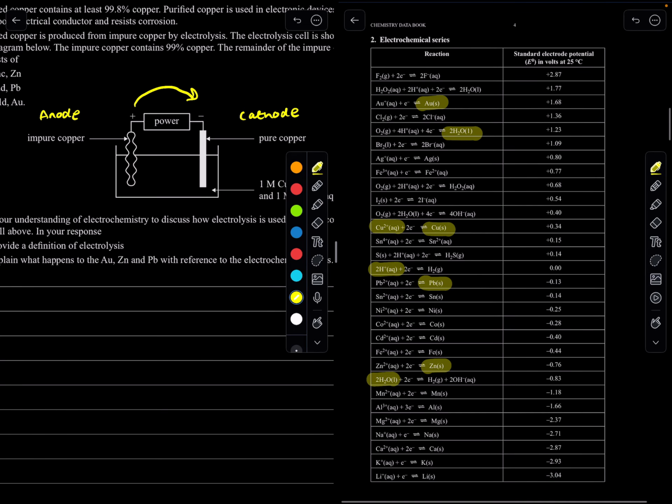And so in the anode, where oxidation occurs, which one's the strongest oxidizing? So which one's the overall strongest reducing agent, in other words? The one that goes down and it's on the right-hand side. Well, first it's zinc. So what's going to happen? Zinc in the impure copper is going to form ions. It's going to form zinc 2+ ions, because it's going to transform there.